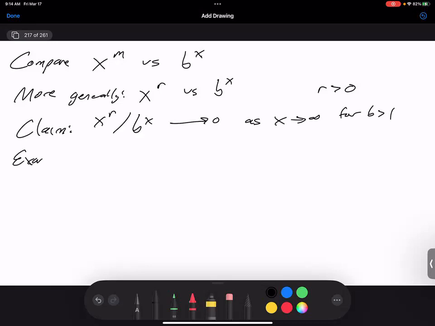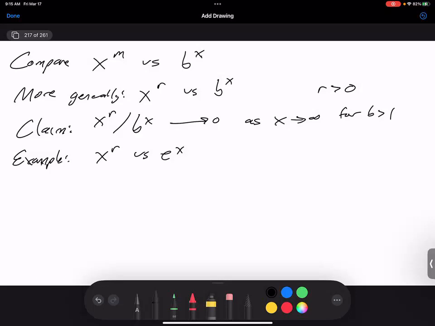For example, x to the r versus e to the x. Now, if we want to use L'Hopital's rule, if r is an integer, then eventually it will stop. I only have to do so many derivatives before it's going to stop. But if it's a fraction, well, I might have to keep doing more and more and more. I would have to do infinitely many. But eventually I will get a numerator that will be fine.